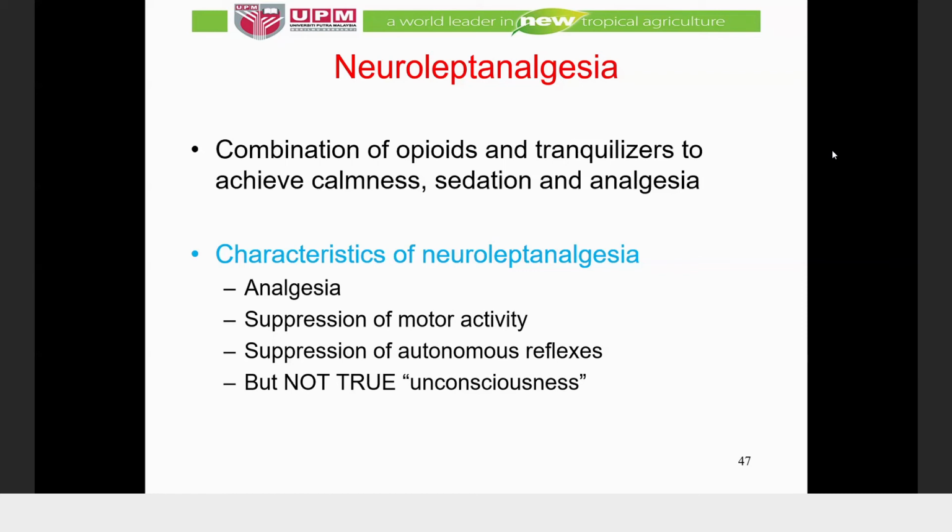Of course analgesia, and then other things. It will help suppress motor activity, so there is muscle relaxation, and suppression of autonomic reflexes. So you can also do minor superficial surgeries like skin suture, or ultrasonography. But they don't produce true unconsciousness like other anesthetic drugs.